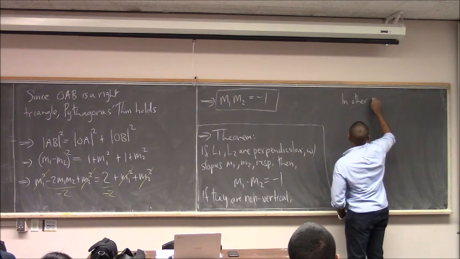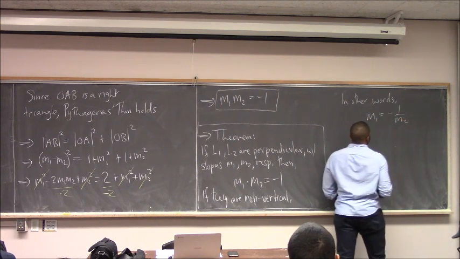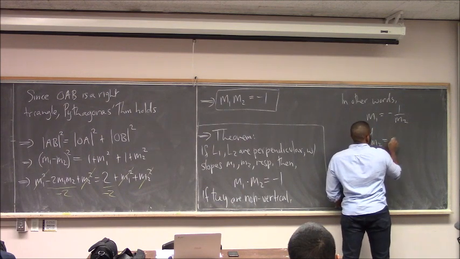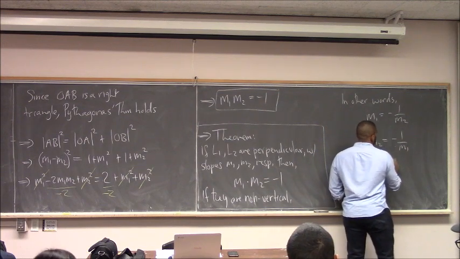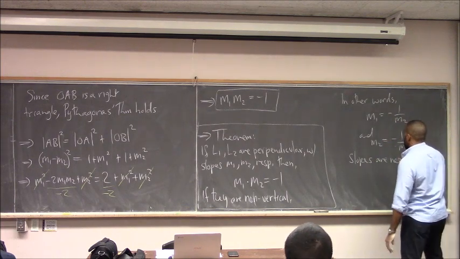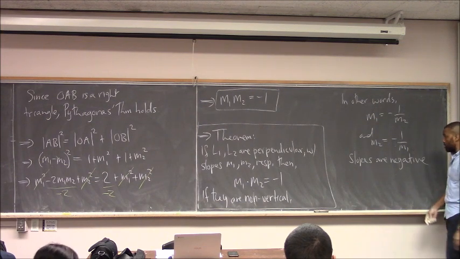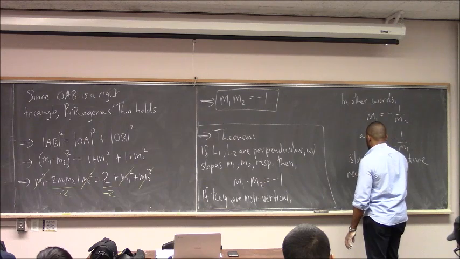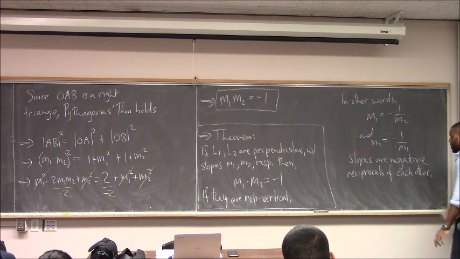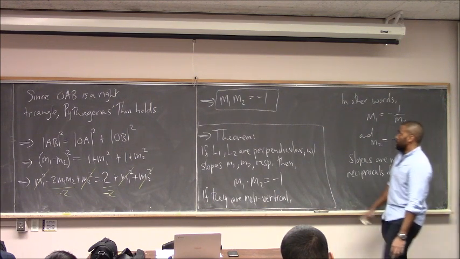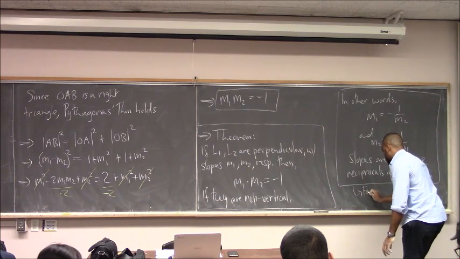In other words, m1 you'd be able to say is minus 1 over m2, and m2 is minus 1 over m1. Slopes are negative reciprocals of each other. And I never have to worry about dividing by 0 because they're non-vertical, which means the other one is not horizontal, so the slope is never 0. So you can also remember it now for non-vertical perpendicular lines.